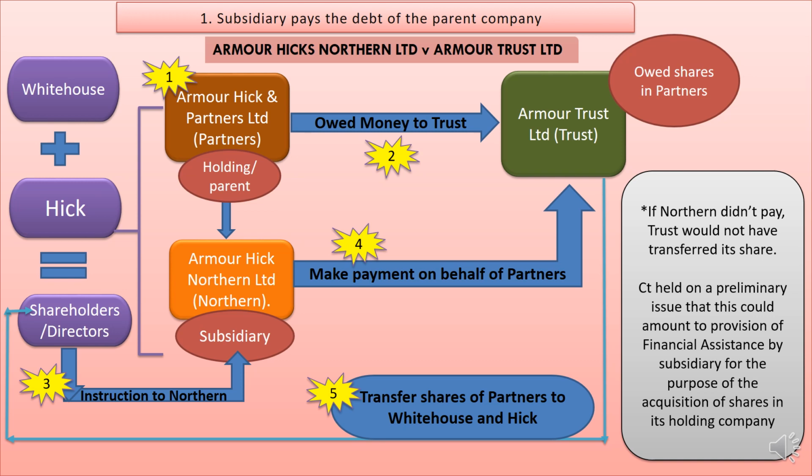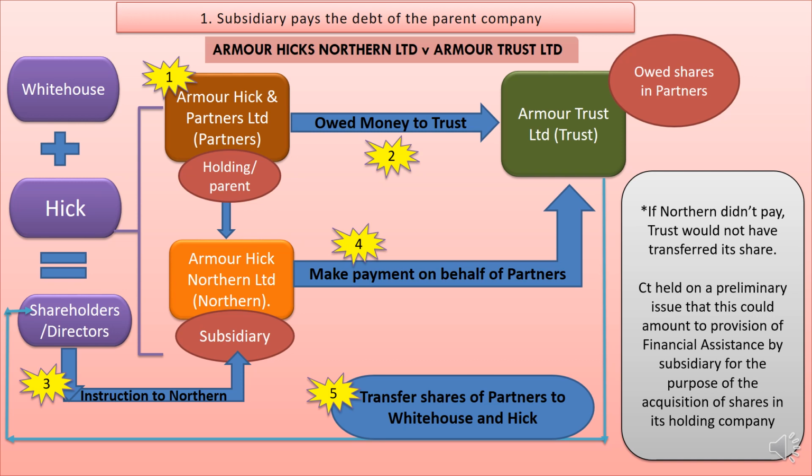Now we have another company. This company owned shares in Partners. Armour Trust Limited. The company owned shares in Partners. So in this case, Partners owed money to Trust. Armour Trust Limited. Partners owed money to Trust. Partners has no money to pay Trust. Okay, now let us see.